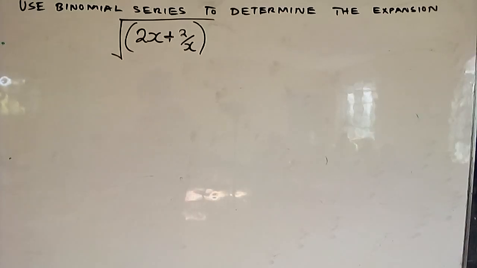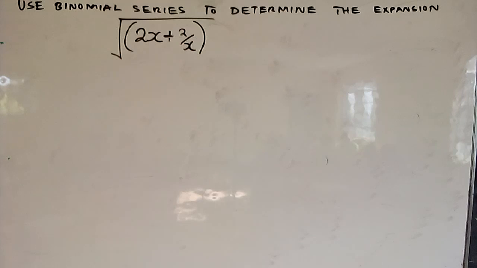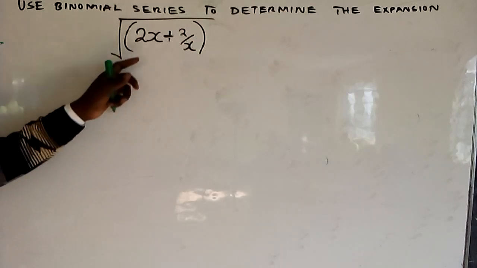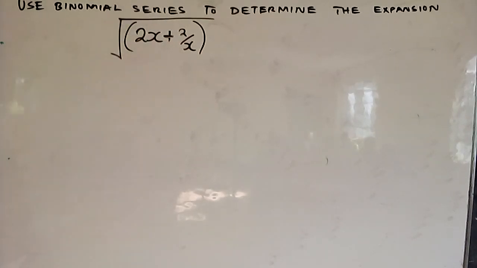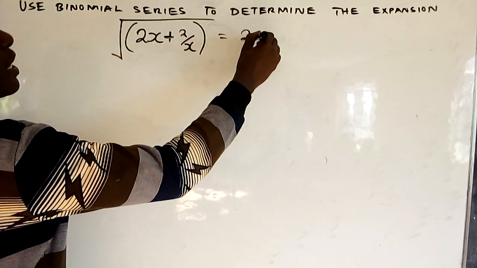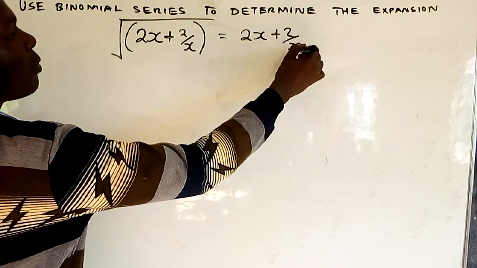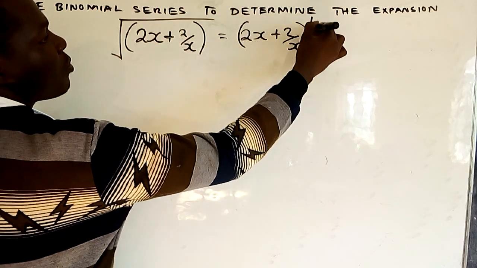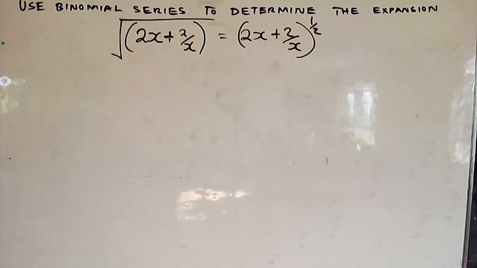Now, for example, use the binomial series to determine the expansion of the square root of 2x plus 2 over x, isn't it? So the first thing, what do you know? When you have a square root, it simply implies it is 2x plus 2 over x raised to power a half. Power half is square root.